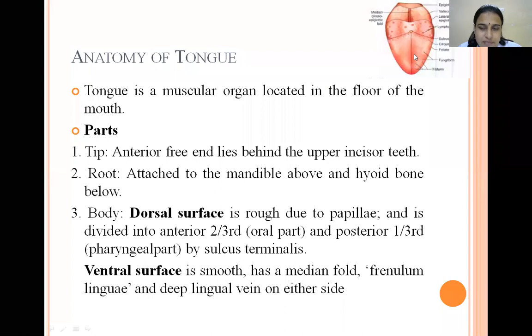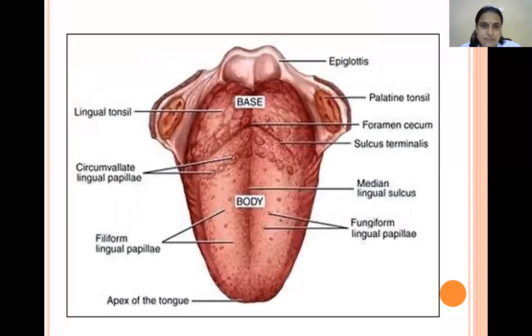The dorsal surface is rough because of the presence of papillae and is divided into anterior 2/3 and posterior 1/3. The ventral surface is smooth, that is the lower surface. The ventral surface has a median fold called the frenulum linguale and the deep lingual veins on either side of this frenulum.